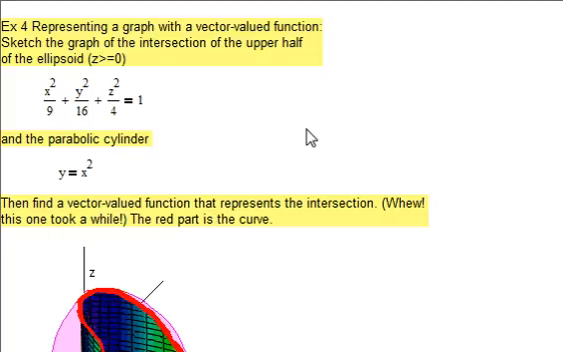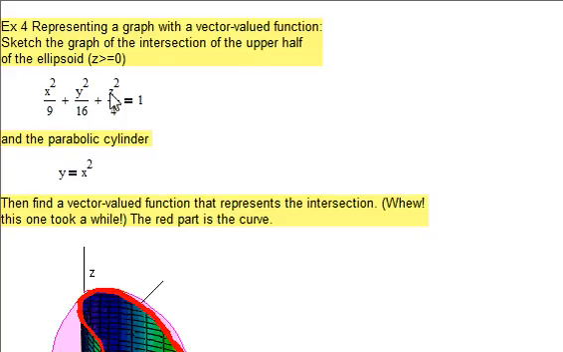Well, this is a really interesting problem. We're going to have a graph of a vector-valued function represent the intersection of the upper half of this ellipsoid. Remember what an ellipsoid looks like. Its cross-sections parallel to the x, y, and z axis are all ellipses or else don't exist. And so this would look something like some kind of a weird football.